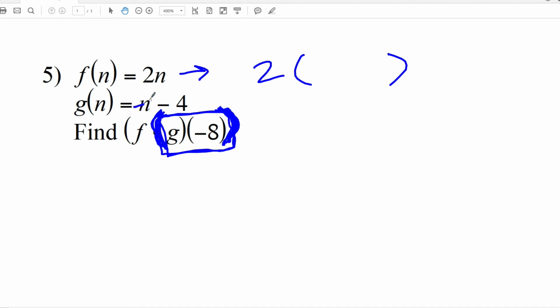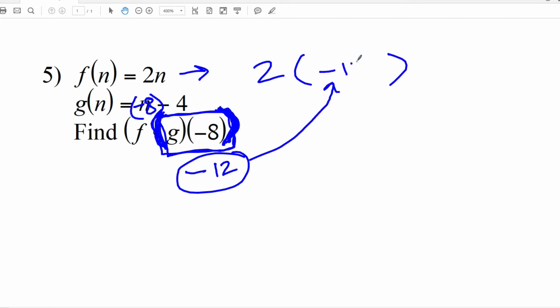We just plug in a negative 8 for n. Negative 8 minus 4 is, and don't forget the parentheses, but in this case you don't need it. Negative 8 minus 4 is negative 12. So that is what goes in there. So now we have 2 times negative 12, which is negative 24. And that's the answer.